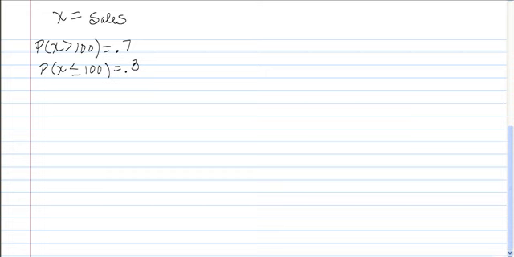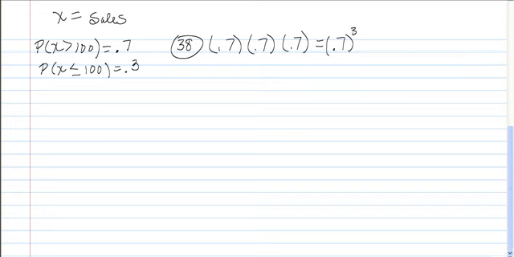All right, so let's look at 38. The first 3 sales on Wednesday are all for more than $100. That would be the first sale, the second sale, and the third sale. So we get 0.7 to the third. And I'll use the calculator for this. We get 0.343.